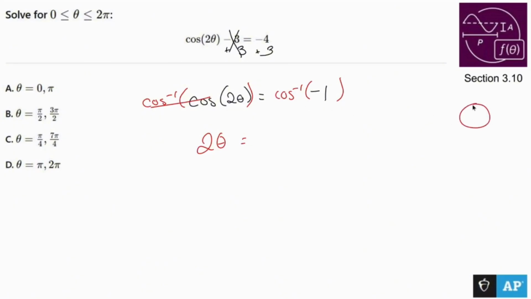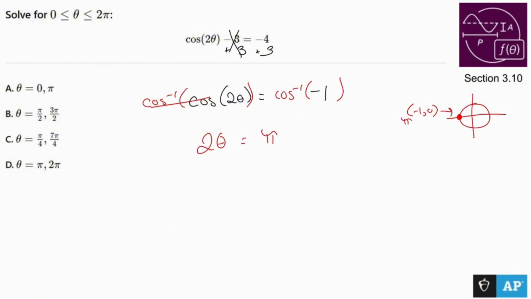Well, let's quick go over here and draw ourselves a real quick unit circle. The only point that gives us an x value of negative 1 would be that point right there. Now, that point right there is negative 1, 0. Now, what angle would that be? Well, since it's on the other side, it's going to be pi, of course. So, long story short, the inverse cosine of negative 1 is just pi.